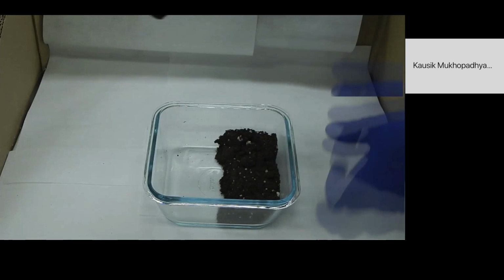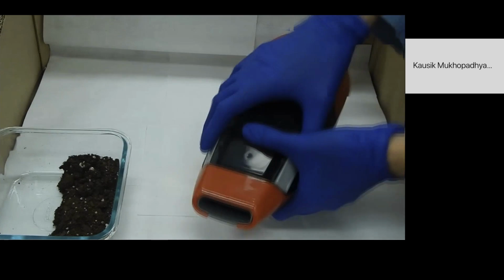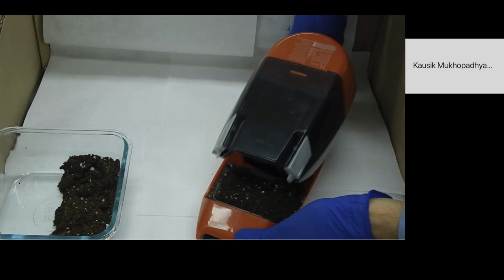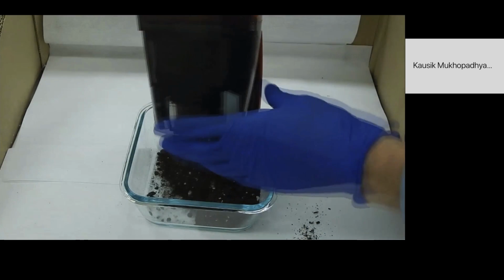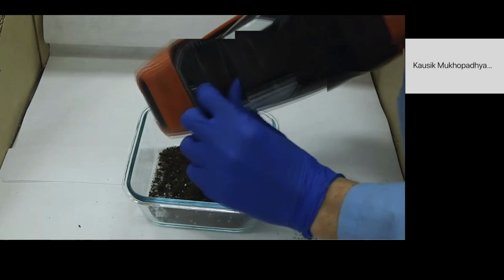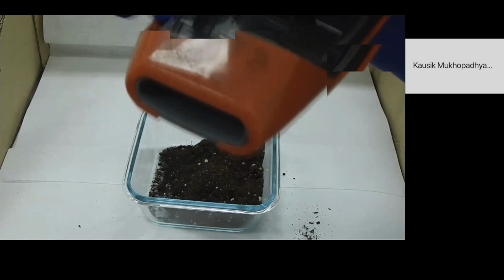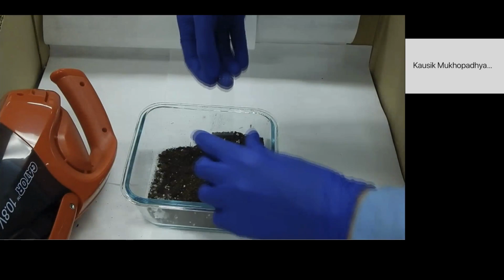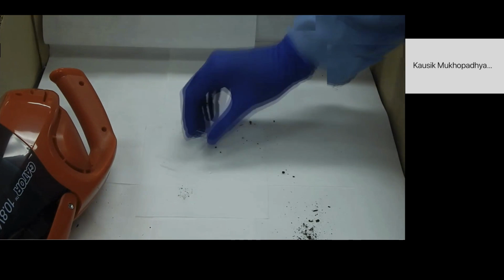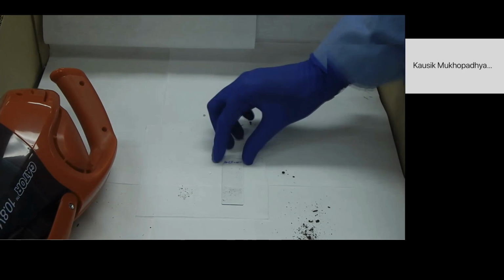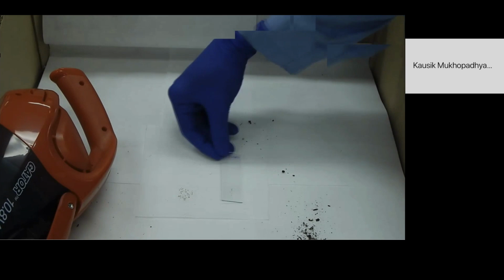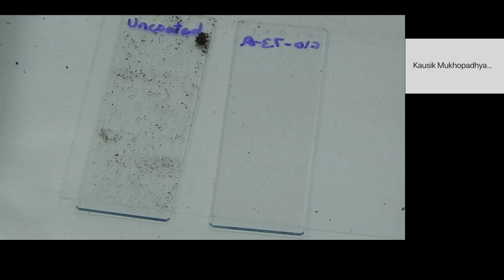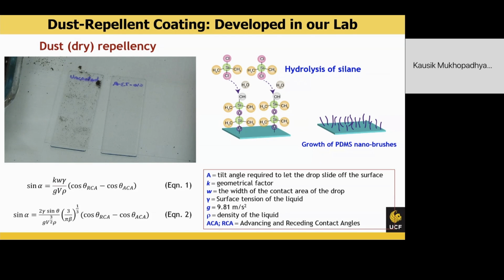These brushes are also created based on the Cassie-Baxter model, where they are spaced in a very strategic way, very few nanometers apart, so that there is an air gap, and even if a dust particle comes, it's going to sit on top of it. And that's what we are seeing, coated versus non-coated, as you can see. It's the exact same thing, and the coated one performed very nicely.